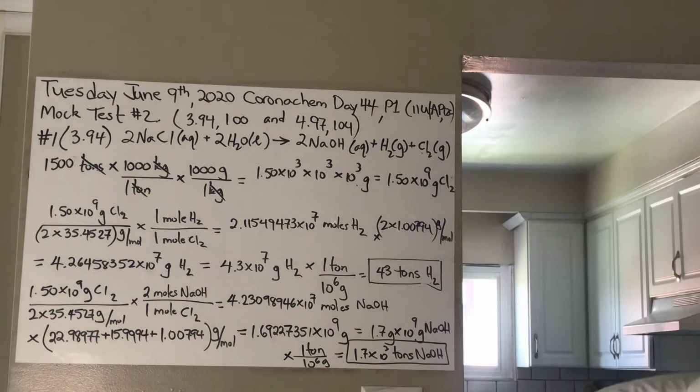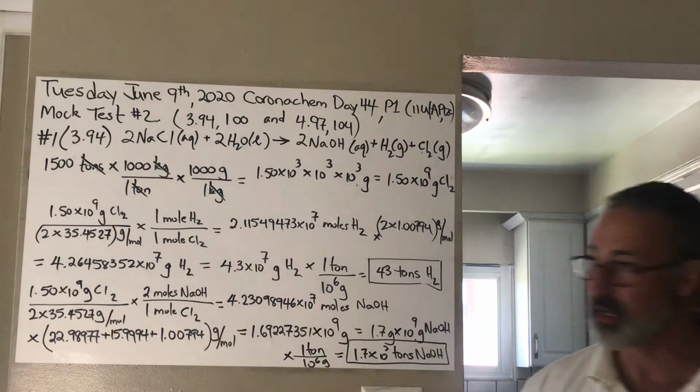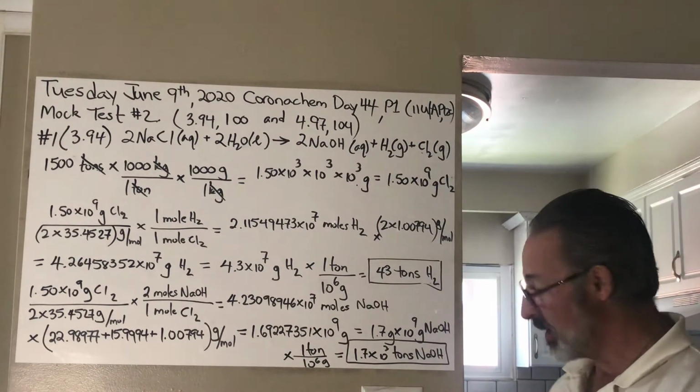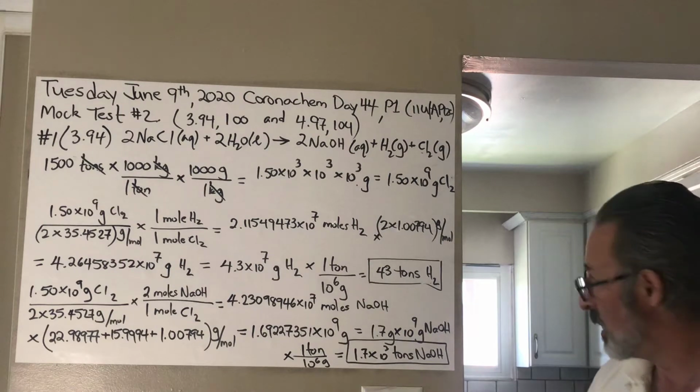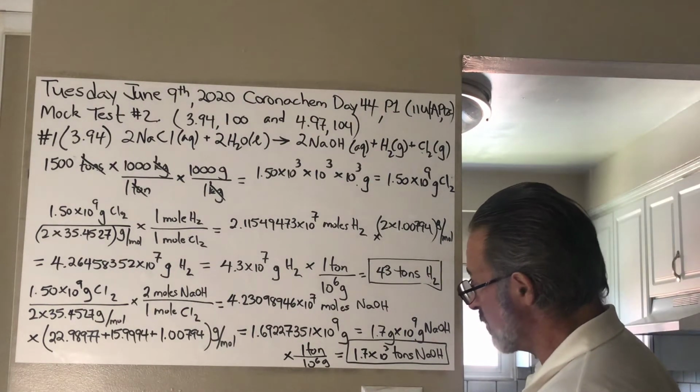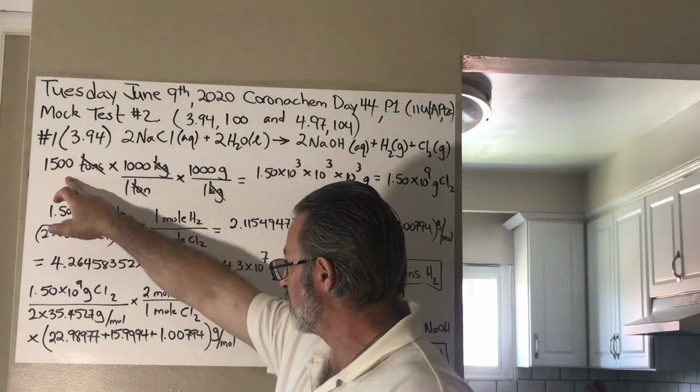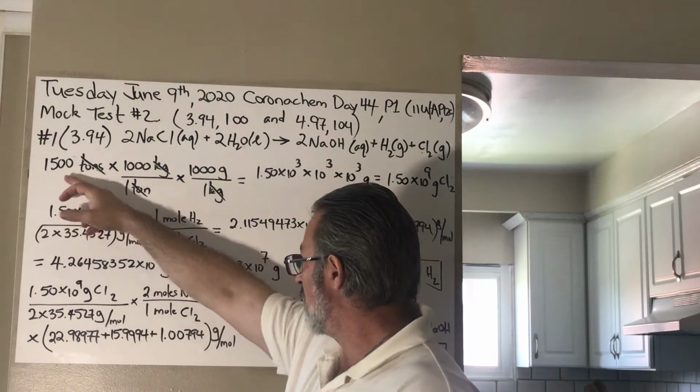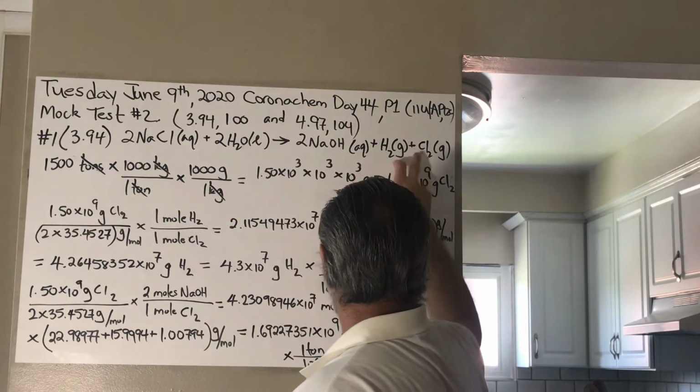The question asks for part 1, if the plant produces 1.5 times 10 to the 6 kilograms, or 1.5 million kilograms, or 1,500 metric tons of chlorine daily, estimate the quantities of hydrogen and sodium hydroxide produced. So the first part, we're going to solve for how much hydrogen gas is produced. So we start off with 1,500 tons of the chlorine gas.